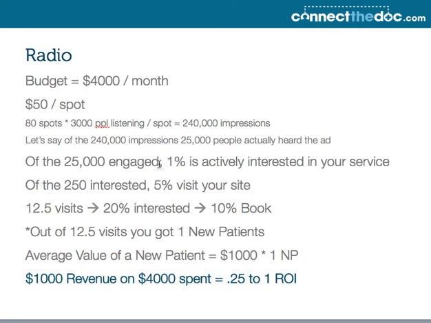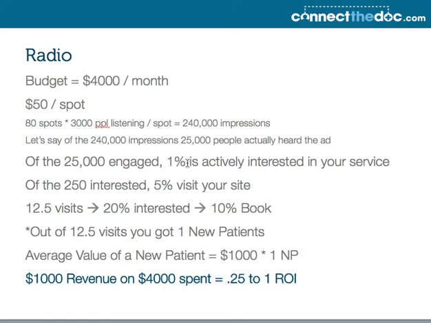Now, of the 25,000 people who are engaged and listening, it's quite possible that only 1% of them are actually interested in your service. So let's say you're a dental office and 25,000 people hear that, hey, I'm this great dental office.